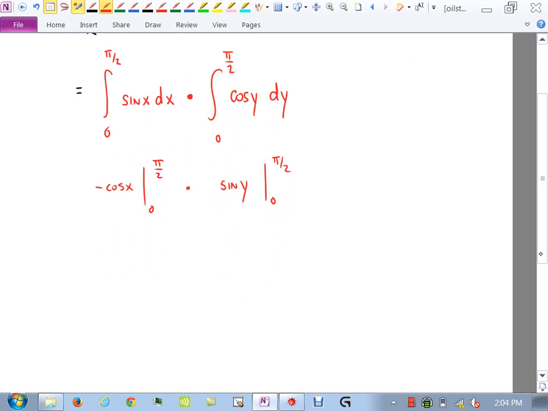What's cosine of pi over 2? Cosine is 0, right? So 0, and then what's cosine of 0? 1, but then it's negative, but then we're subtracting, so that should be 1. Times, now, what's sine of pi over 2? 1, and then what's sine of 0? 0, so that should be 1. So that should be 1. Remember, this means I do negative cosine of pi over 2, then minus negative cosine of 0, so negative negative would become your positive.